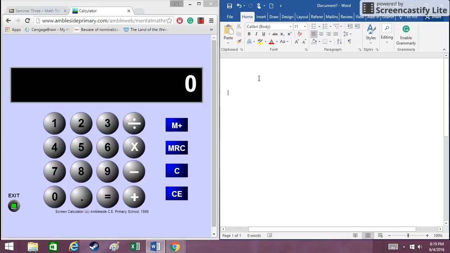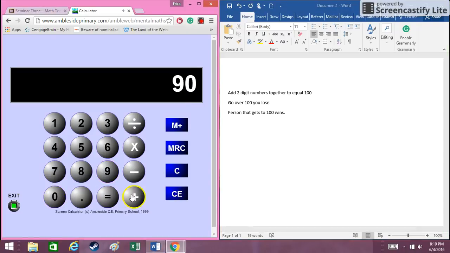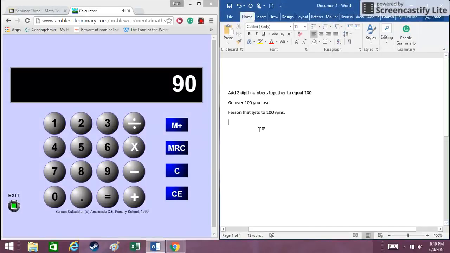So the game is add 2-digit numbers together to equal 100. Go over 100, you lose. Person that gets to 100 wins. So we have to use 2-digit numbers. The first kid goes and says, okay, I'm going to pick 90. They would write that down on their paper because I would explain it's easy with a calculator for numbers to get lost, or you don't clear things out. You want to keep track of what you're doing.